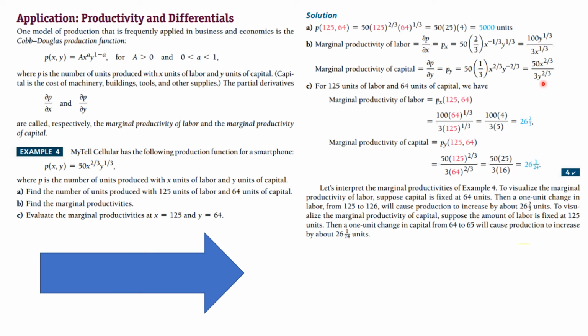The marginal productivity of capital is the partial of P with respect to y. Could be written this way. I'm doing the y. Now it turns out that the exponent on y is 1/3, so that's going to be 1/3 y to the minus 2/3, and we get this. Now those would be numbers, and I could ask you to plug in numbers there, and I guess that's what we ask you to do here.